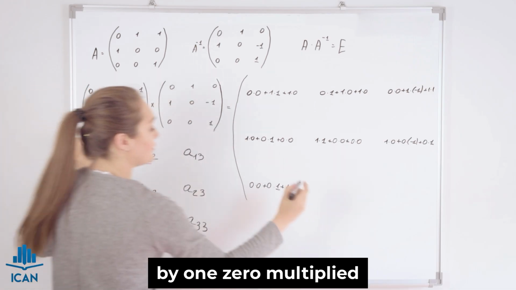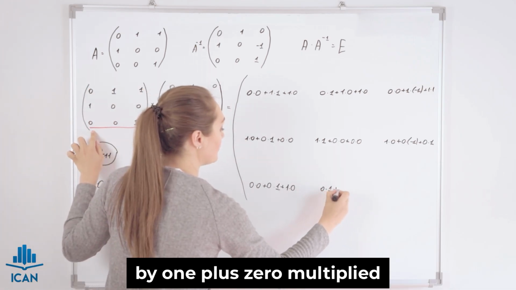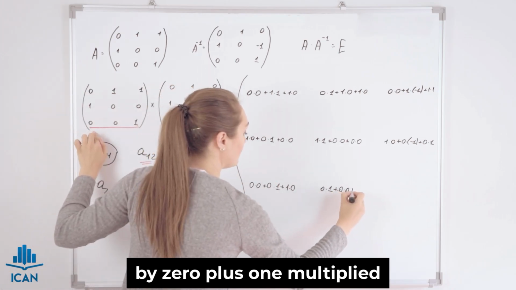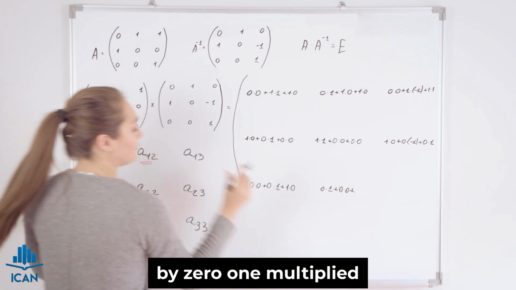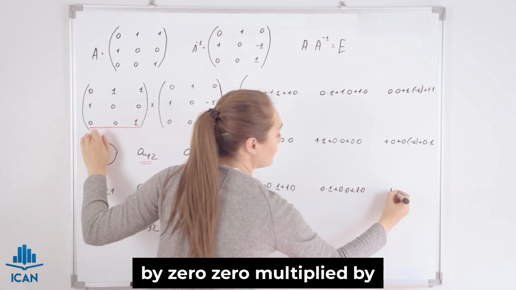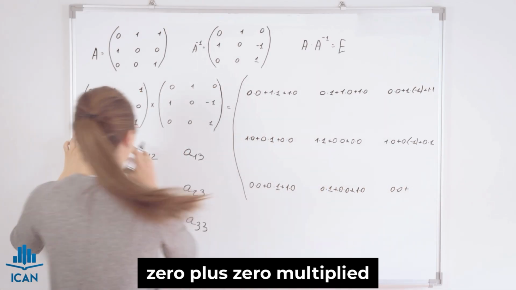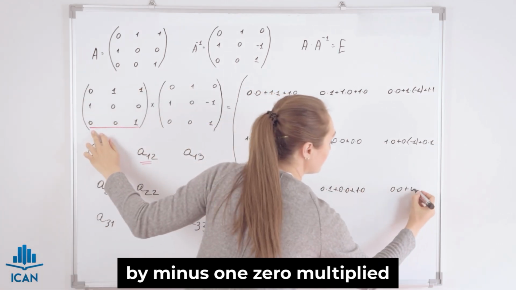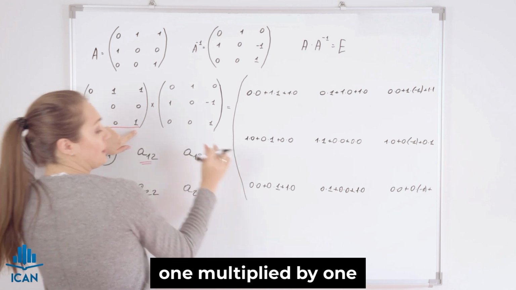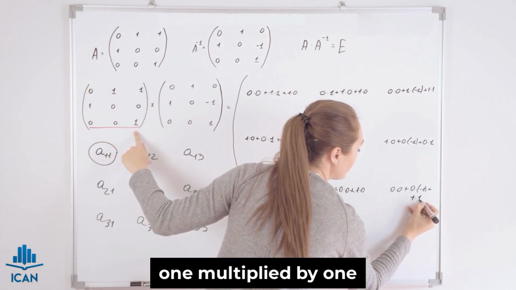0 multiplied by 1, plus 0 multiplied by 0, plus 1 multiplied by 0. 0 multiplied by 0, plus 0 multiplied by minus 1, and plus 1 multiplied by 1.